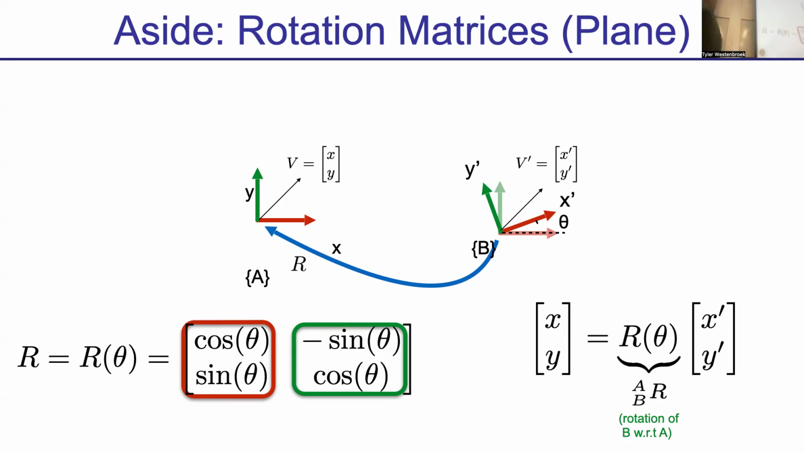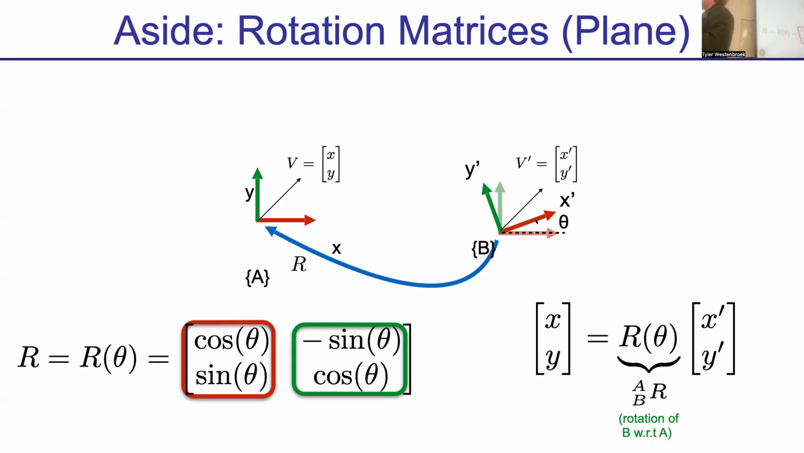Okay, just as a point of notation, what we tend to call this rotation matrix is the rotation of B with respect to A. And the way you want to think about this is, what this rotation matrix does is: how do I take something which is represented in B and represent it in A?